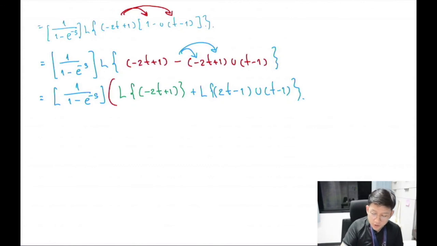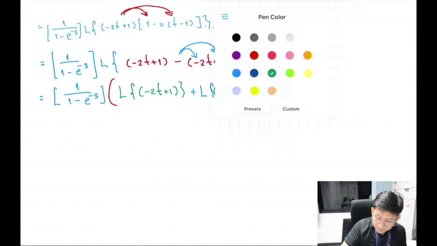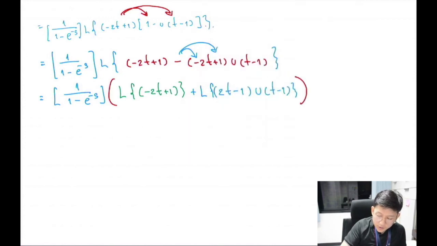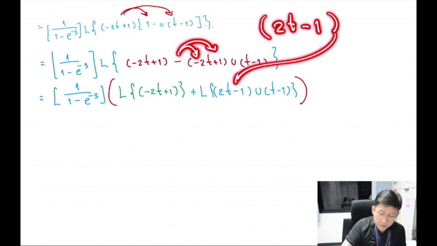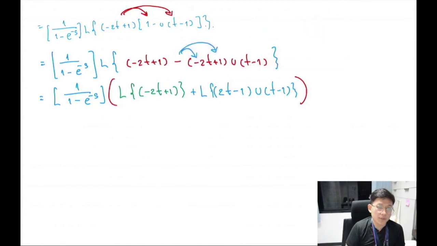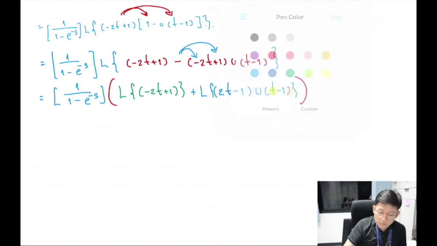Guys, I hope it's not too confusing. Here it's actually 2t minus 1, right? Because if you multiply minus 1 in there, you get 2t and then minus 1. So you get the Laplace transform of 2t minus 1 times u(t minus 1). Okay, so I'm going to look at each of them separately.